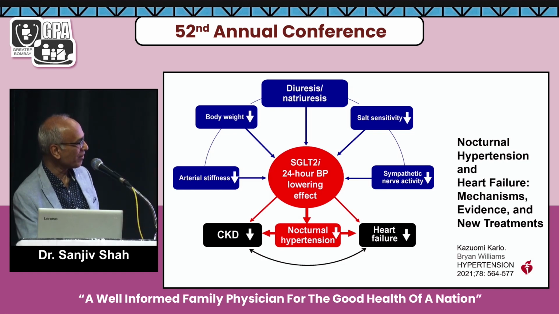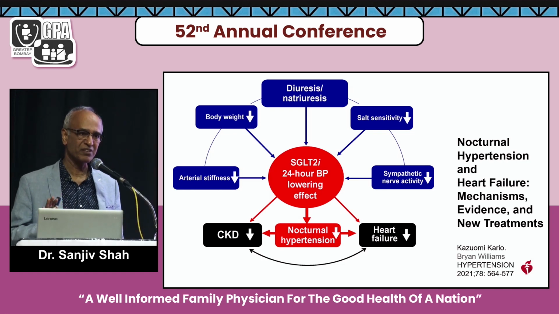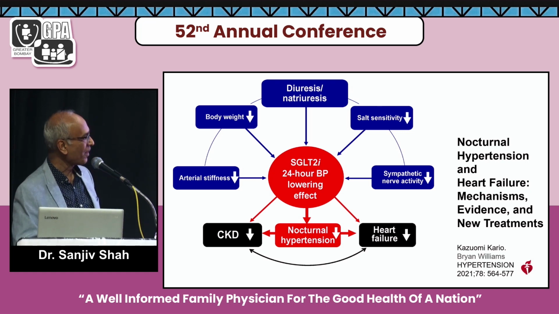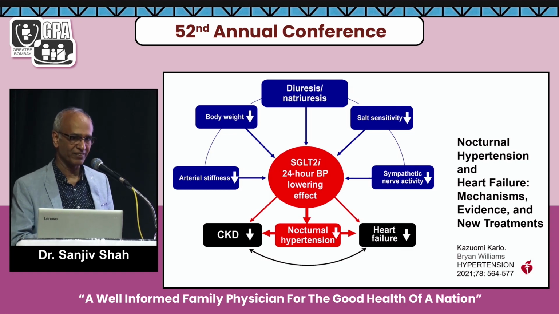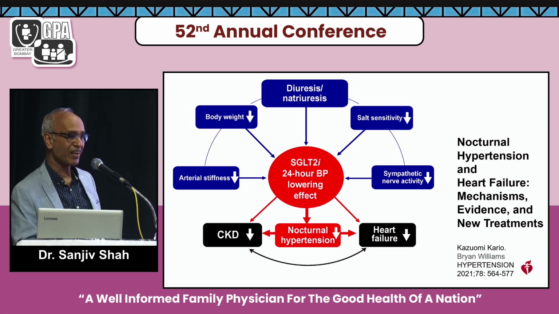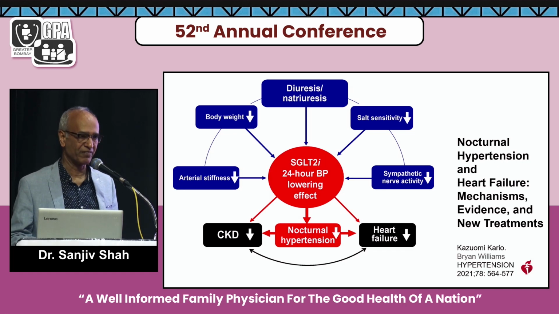SGLT2 inhibitors reduce systolic blood pressure by 4 millimeters. But it reduces sympathetic nerve activity, salt sensitivity, natriuresis, body weight, arterial stiffness. Why don't people die on SGLT2 inhibitors? Maybe it's arterial stiffness, which is being investigated. And it reduces nocturnal hypertension. Probably nocturnal hypertension is not well understood.